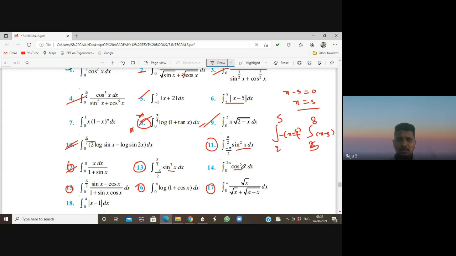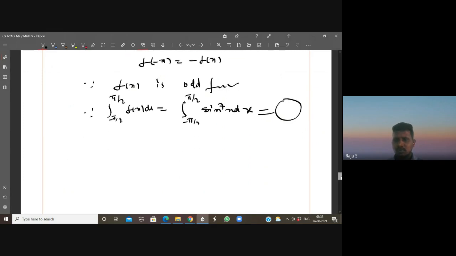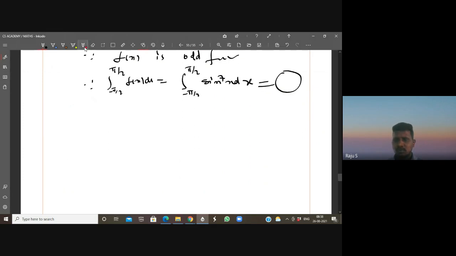The 14th one is clearly an even function. The 14th one, cos to the power of 5, is clearly an even function. What shall we do here? There is a property, the same as integral 0 to 2a f of x dx. Okay, let us do the 14th one.